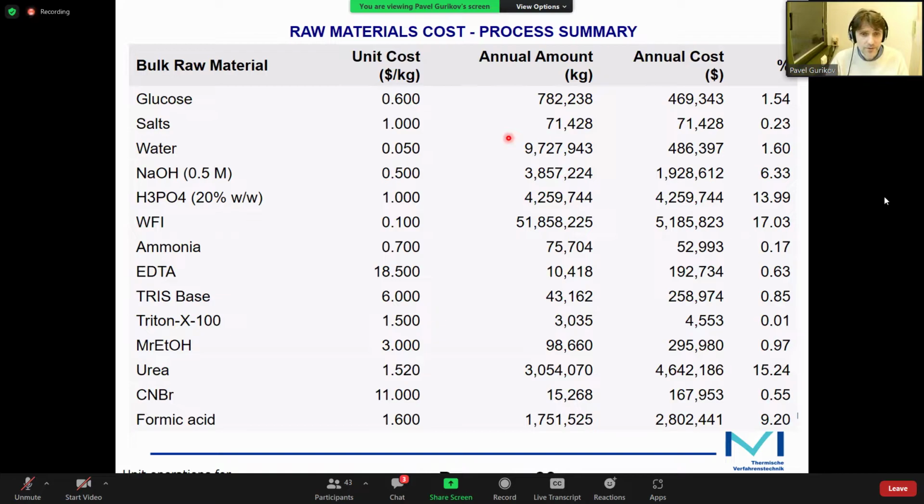Ammonia, I think, is 0.6 or 0.7. Glucose is comparable, and 1 kilogram of glucose is 6 times more expensive than 1 kilogram of purified water. It's an impressive comparison, to be honest. What else? Nothing big. Formic acid, only because of this issue with non-aqueous medium for one reaction, almost 10%.